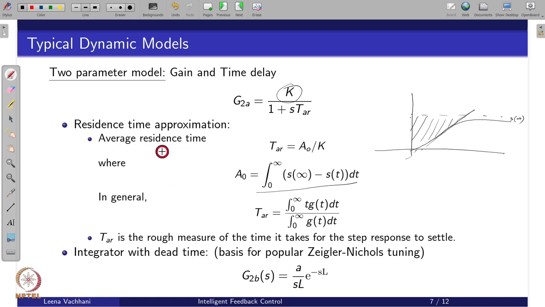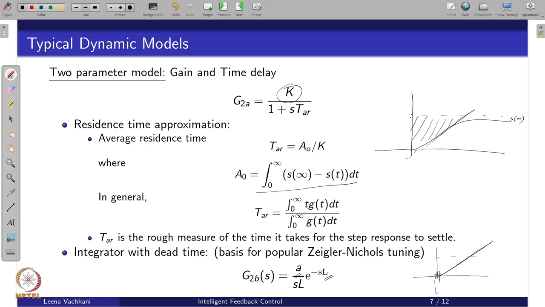Now for a two parameter model, one can also have the system representation as an integral and a time delay. Now this integral can be described by the gain A and the time delay L. Identification of A and L: since the step response has an exponentially rising part, we should be able to identify the time delay from where the system starts rising, and A is nothing but the slope of this line.